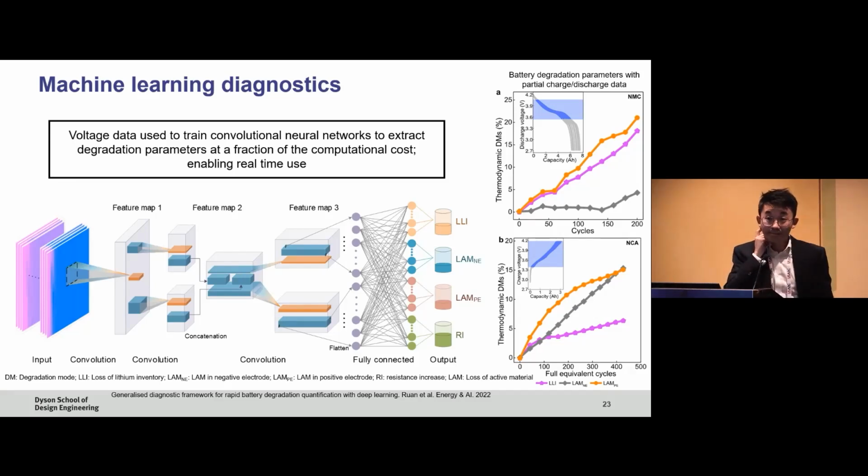Hi, thanks for the talk. I was just curious about the error rate for the neural network, especially for the negative mass, because I suppose it's more complex.